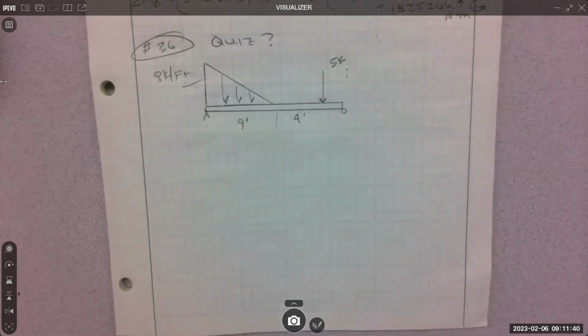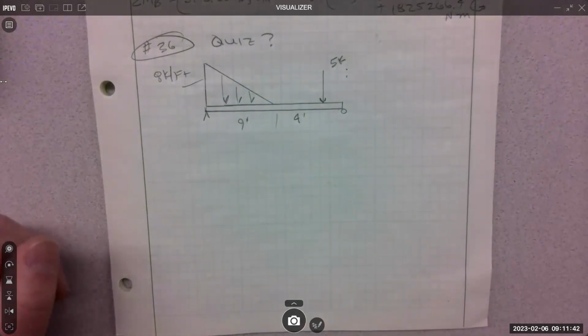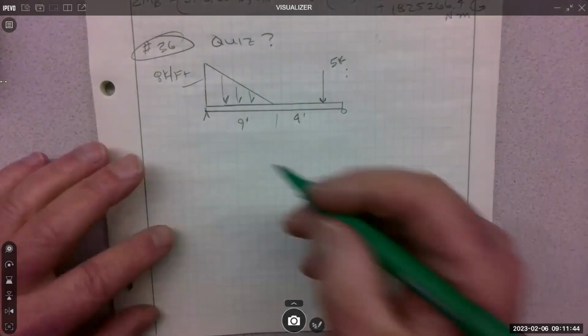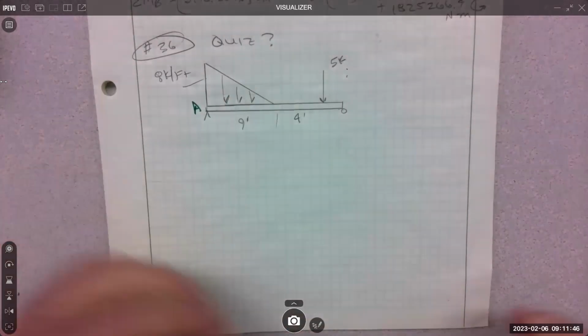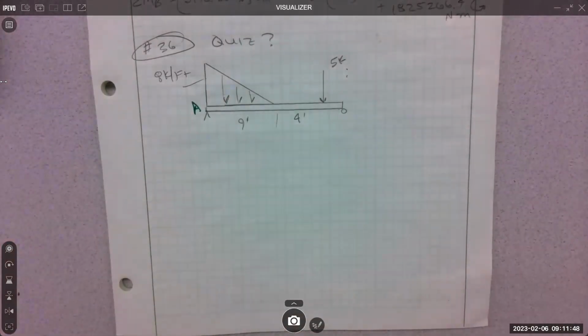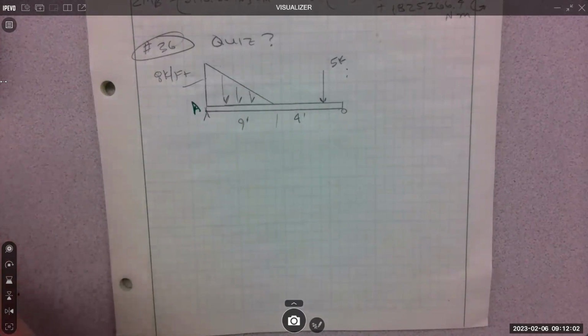All right, what do we do first? We want the resultant. Well, that point A. Non-concurrent, we want the resultant. What's got to happen first? Step one.